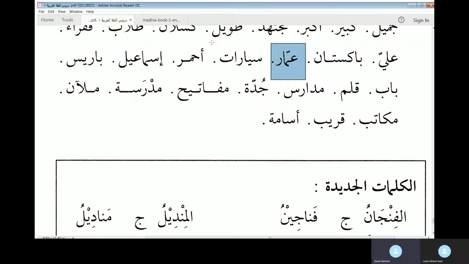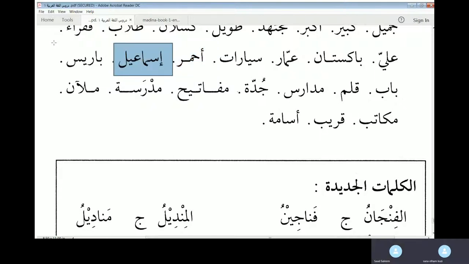Ammarun, Arabic proper noun. Sayaratun is because of no reason. That's why we are using tanween. Ahmaru is a color, red color. Ahmarun, right? Ahmaru, dhamma. Reason, pattern of Af'alu.